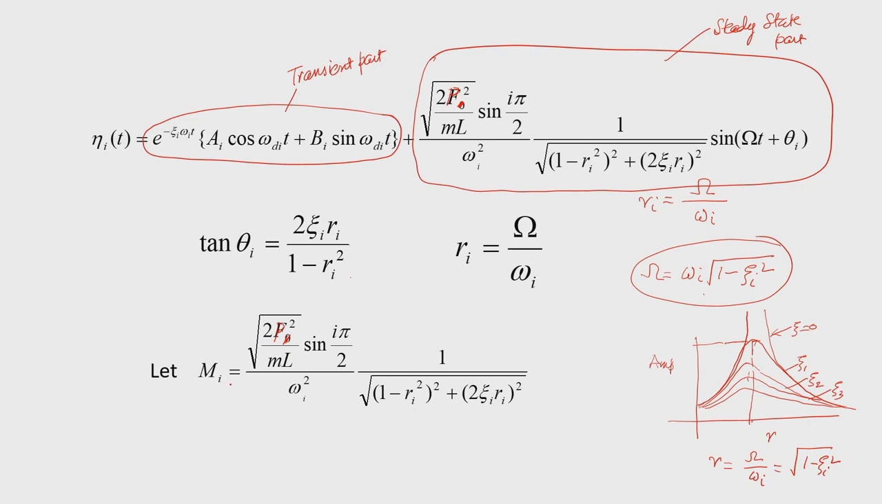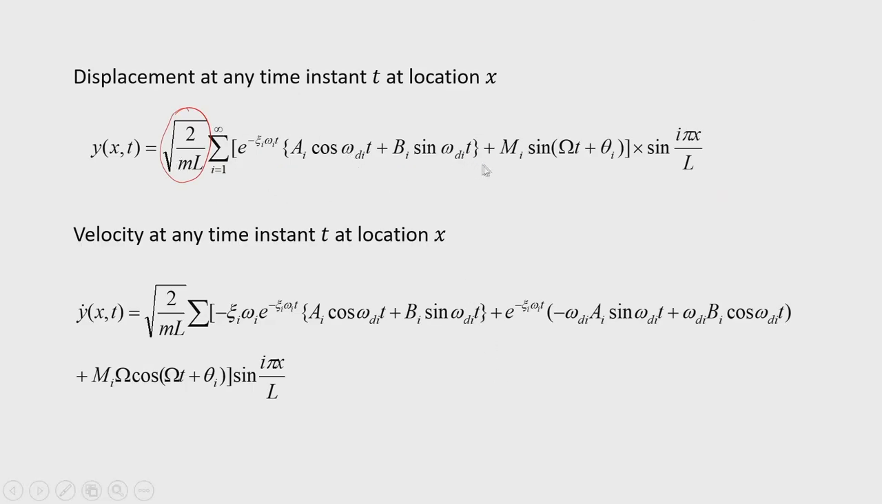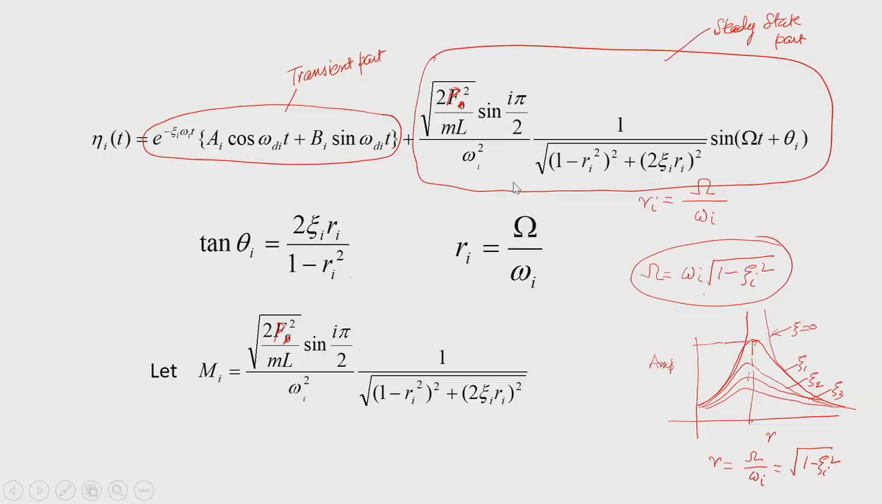So here M i, the constant M i, will be root over 2 p square divided by m l, sin i pi by 2 divided by omega i square, into, this is the magnification factor, 1 divided by root over 1 minus r i square whole square plus 2 xi i r i whole square. So now we can write this in the compact form, or in the short form, so that calculation will be easier. So y x t is now written as a summation where the first part is the homogeneous part, that is the free vibration solution, and the second part is the steady state part. Okay, M i contains the magnitude of the force, natural frequency, and other variables; the sine of i pi by 2, frequency ratio, damping factor, all are involved in the expression of M i.